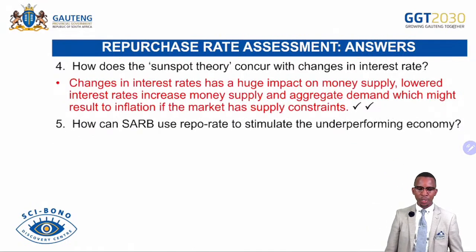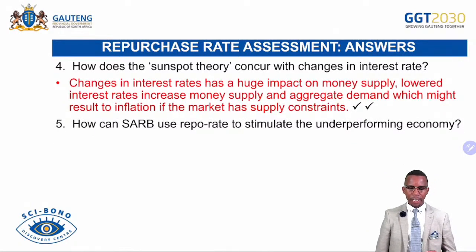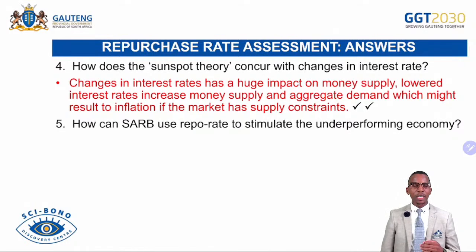Because if we simply affect the interest rate, it will simply lead to more money supply in the economy. With more money supply in the economy, there will be more spending in the economy. If the economy is facing supply constraints, the demand might be more than the supply, then there will be inflation.